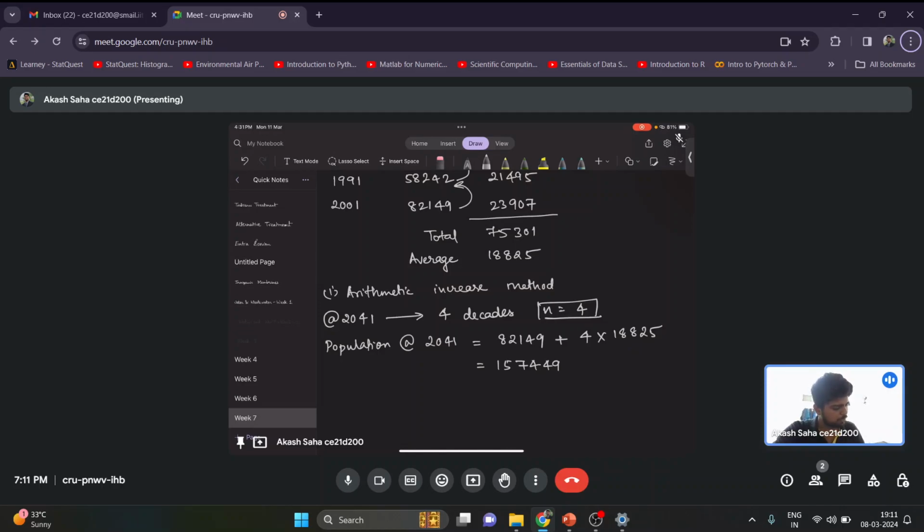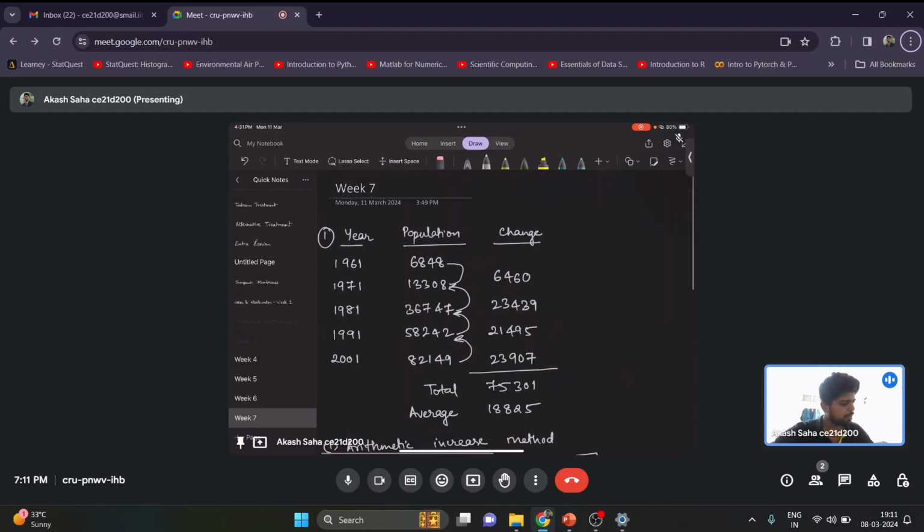Now we will have to find out the answer for the geometric increase method. For that, we will find out the percentage change. Suppose the change was 6460 and the population at 1961 was 6848. So my percentage change will be 0.943.